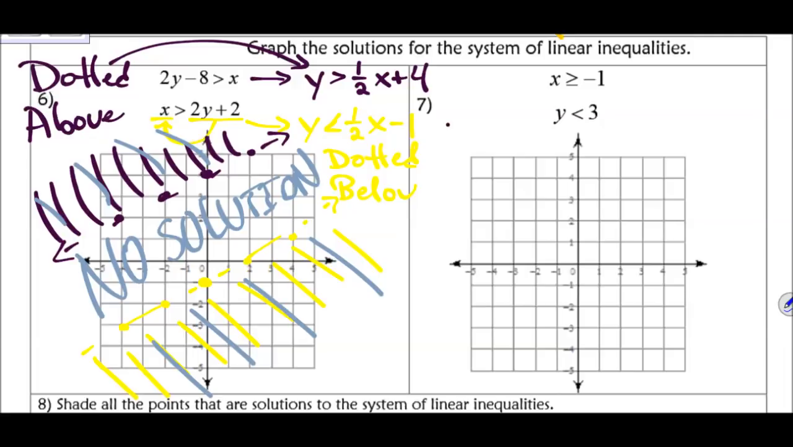All right, here we have another couple special cases where these aren't exactly in slope-intercept form, and we really can't change the first one into slope-intercept form. I'm just going to imagine this line. X equals -1. X is always -1. That's this spot right here. The entire time, X is -1. That's just a vertical line at -1. This is going to be a solid line.